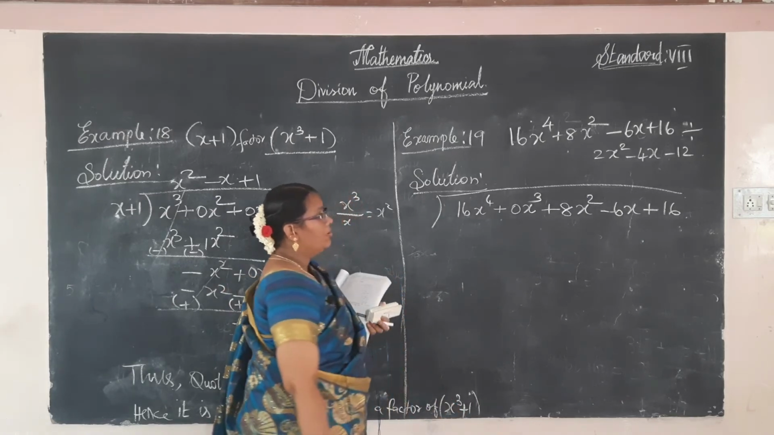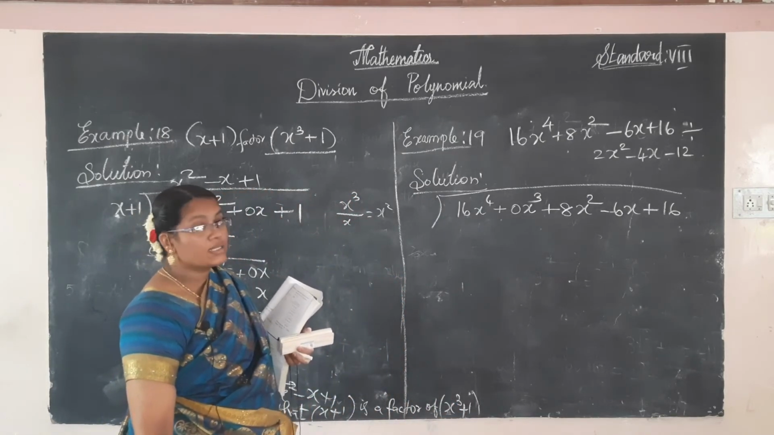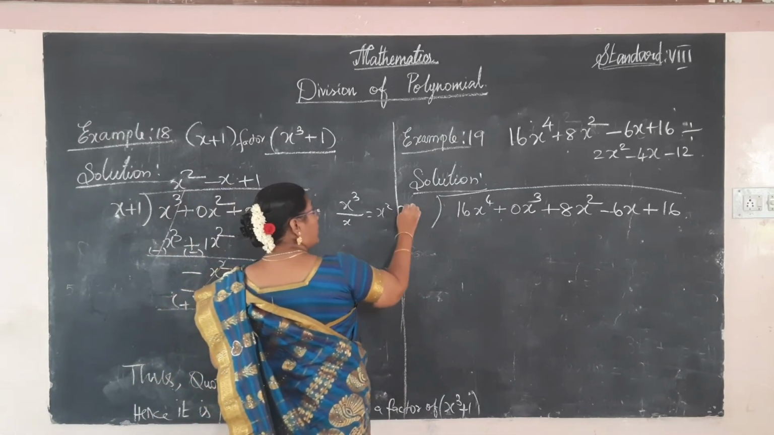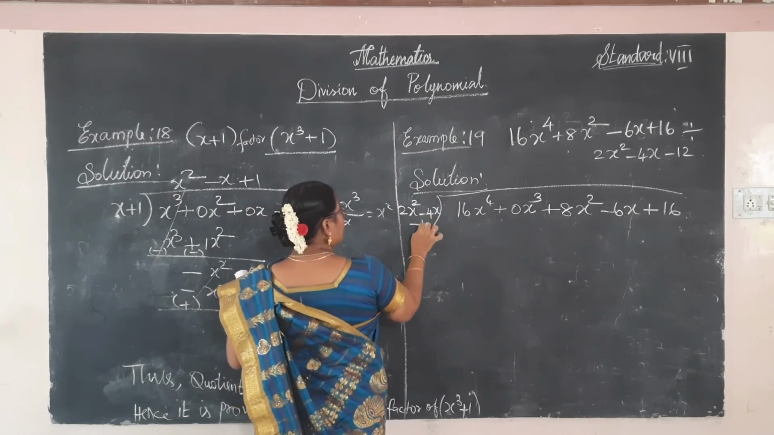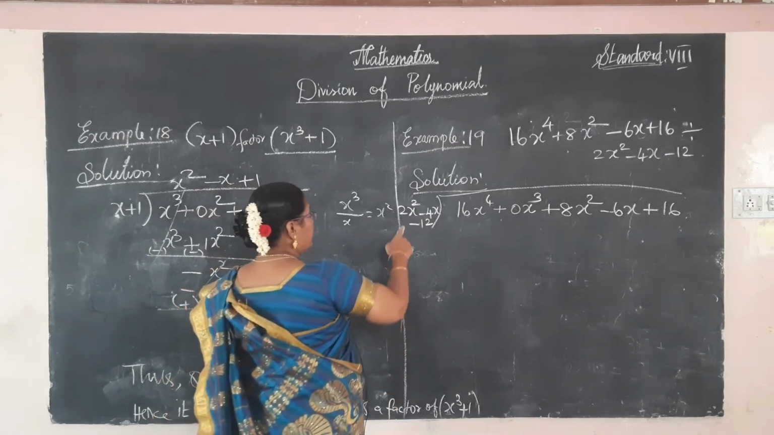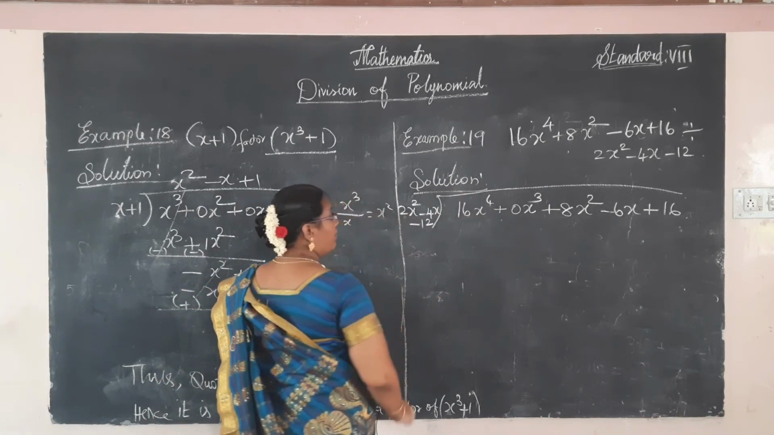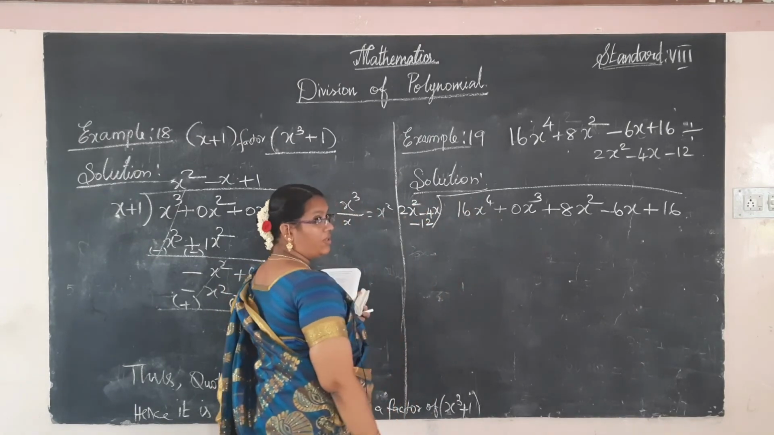16x^4 + 0x^3 + 8x^2 - 6x + 16 is the dividend. What is the divisor here? 2x^2 - 4x - 12. So as usual, divide the first term of the dividend by the first term of the divisor.